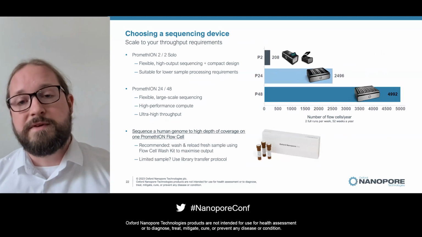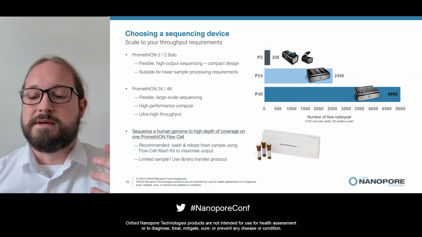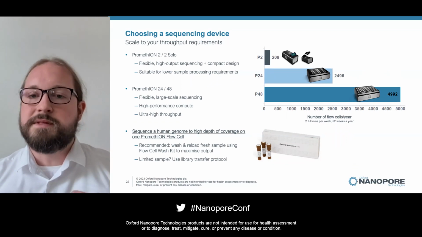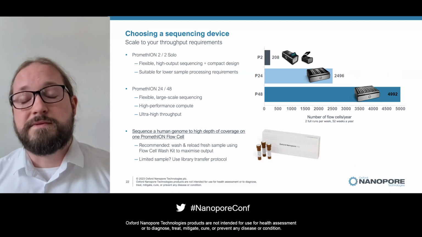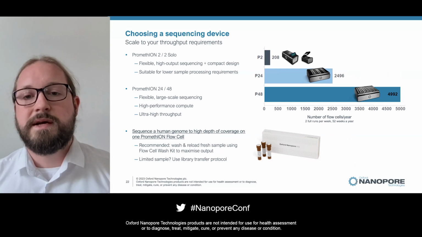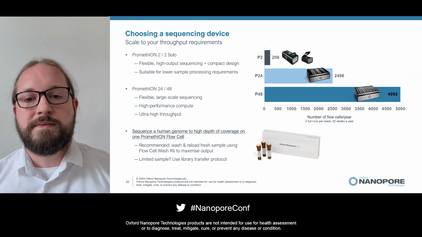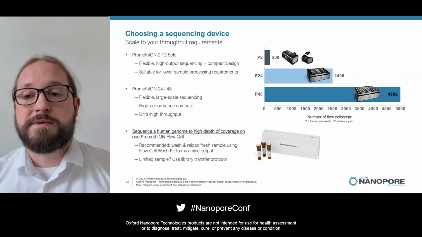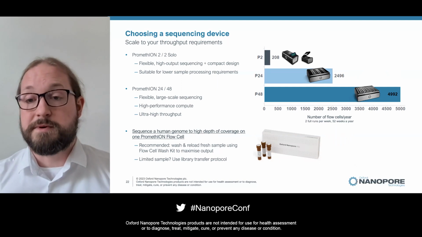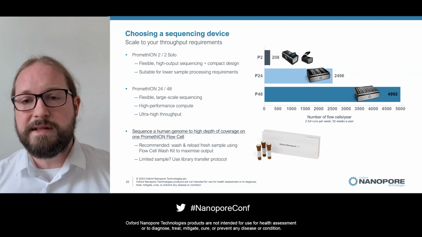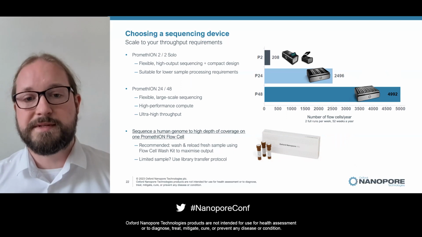But obviously, if you want to run a low number of samples, the P2, as you can see on the slide, will enable you to roughly run 200 flow cells a year. But with the P24 and the P48, you can scale this up to roughly 2,500 or even almost 5,000 flow cells per year, allowing you to really tackle large numbers of samples.